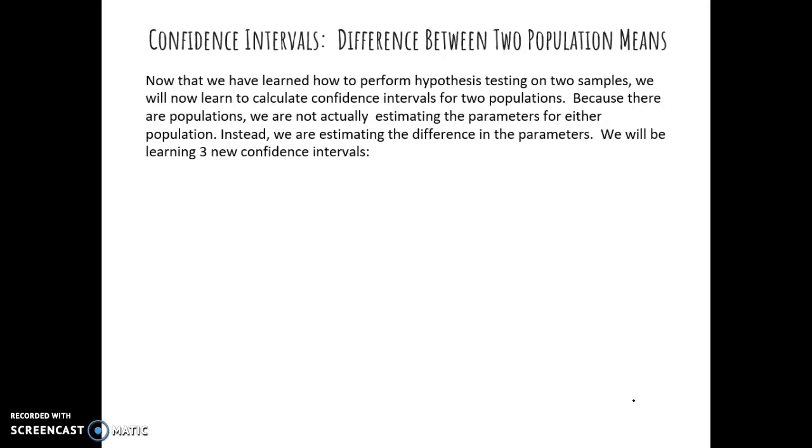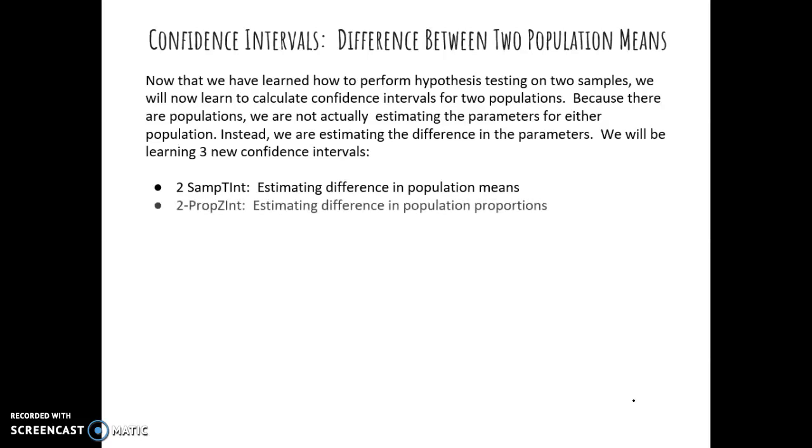So the 3 confidence intervals that we're going to be learning is the 2 sample t interval. This is what you're going to do when you're estimating the difference in 2 population means that are not paired. And you're going to do a 2 prop z interval when you're estimating the difference in 2 population proportions. And then you'll do a t interval if you're estimating the difference for paired data. Make sure you use the data option. All 3 of these are very similar to when we did the test. It's just you're choosing interval instead.